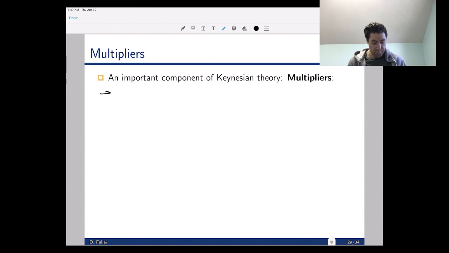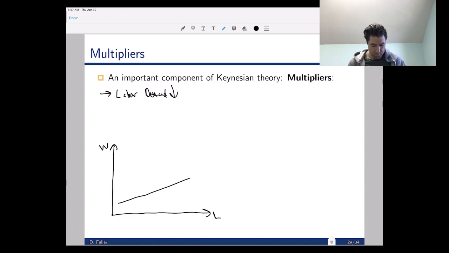And so the idea here is that labor demand goes down, right? So we talked about that before. And so maybe I will draw a graph down here that I'll add to as we go along. So I have the quantity of labor and the wage. And here's our labor supply. And here's our labor demand.